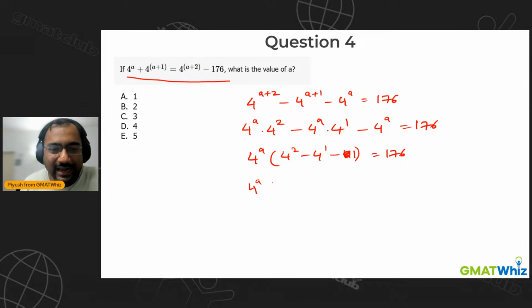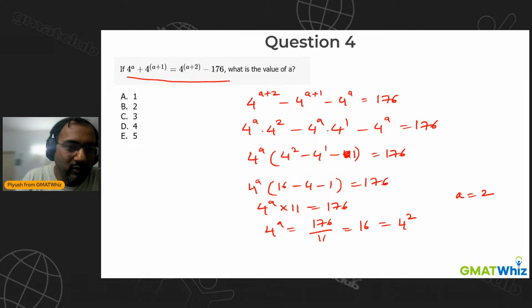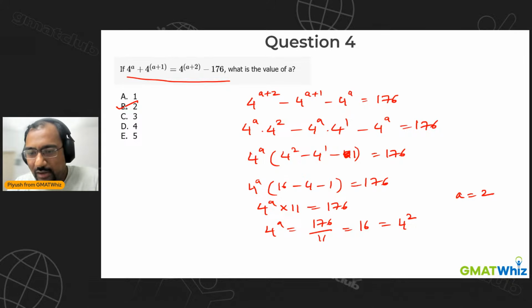Now, if I write the term in the bracket, it will be 16 minus 4 minus 1, times 4 to the power a, which is 176. If I do further calculation, this becomes 11, and this becomes 176. In that case, I get 4 to the power a as 176 by 11, which gives me 16, which is again 4 squared. So from this, I get a is equal to 2 as my answer. All right, so you can do this algebraic manipulation and just solve this question.